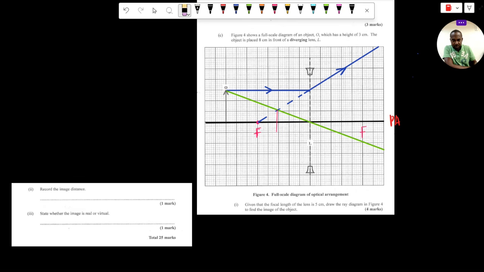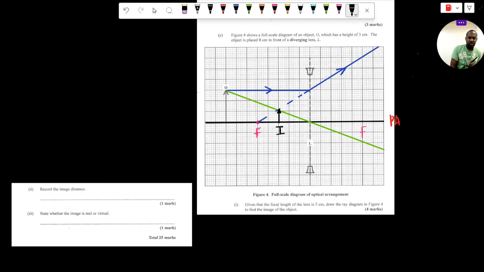All right, so let's draw the position of our image. What color should I use? Let me use black. So we have right here. All right, so that's basically where our image is formed. So we have our image, the arrow. So this is the object O, and this is the image I.